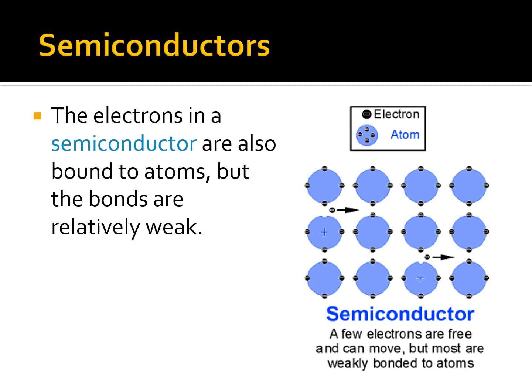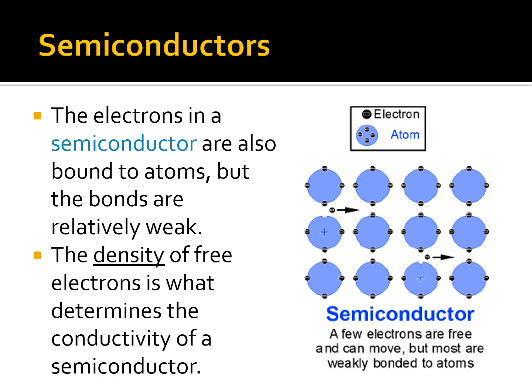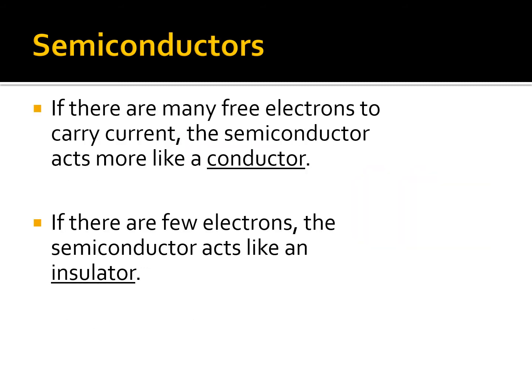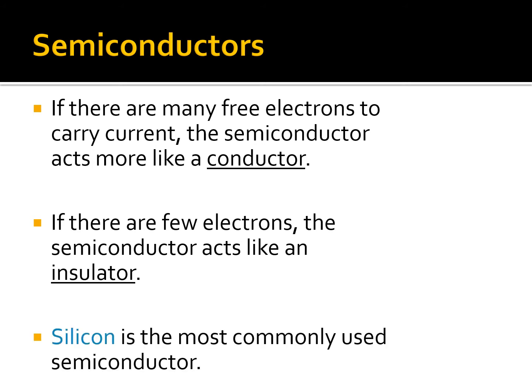Semiconductors: the electrons in a semiconductor are also bound to atoms, but the bonds are relatively weak. The density of free electrons is what determines the conductivity of a semiconductor. If there are many free electrons to carry current, the semiconductor acts more like a conductor. If there are few electrons, the semiconductor acts like an insulator. Silicon is the most commonly used semiconductor.